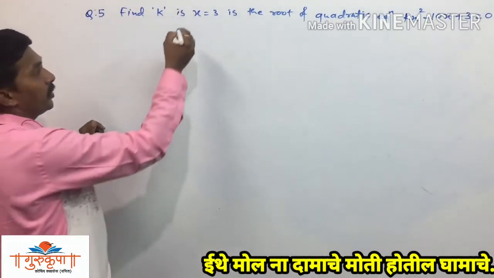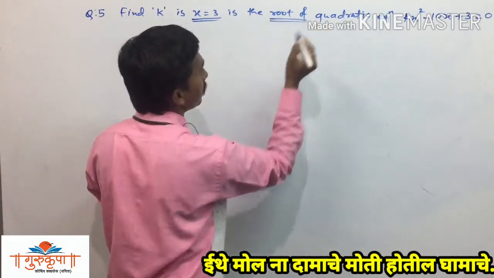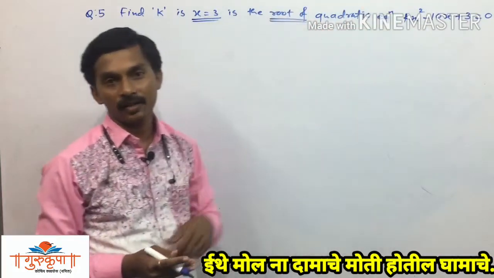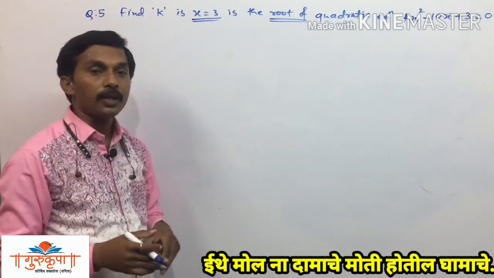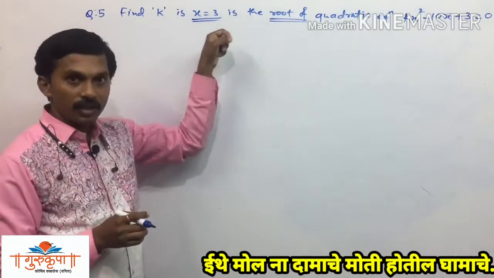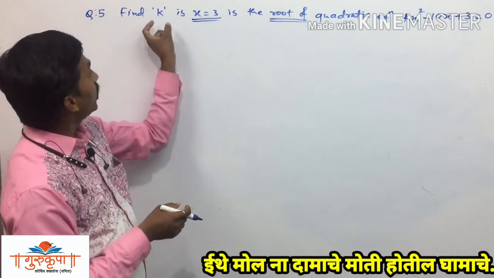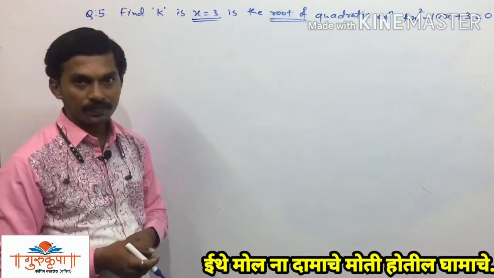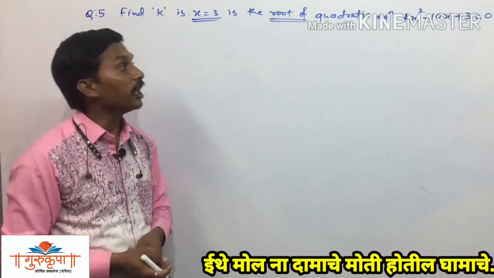Now already you have given that x is equal to 3 is the root of the quadratic equation, means this value x is equal to 3 satisfies the given quadratic equation. So here no need to solve LHS and RHS separately. We have to solve LHS and RHS separately if and only if we have to decide the given value of the variable is the root of the quadratic equation or not. And here it is already given that x is equal to 3 is the root of the quadratic equation. So directly you can put this value into the equation and you will get the value of the unknown variable, that is k.